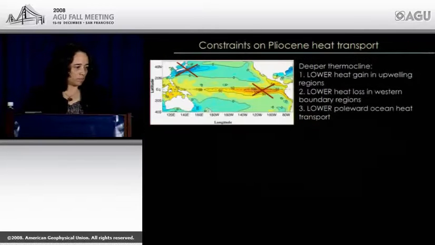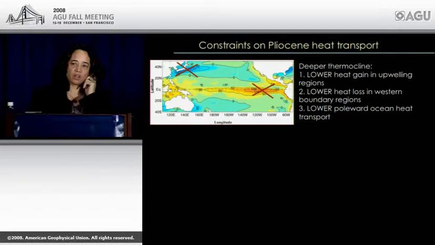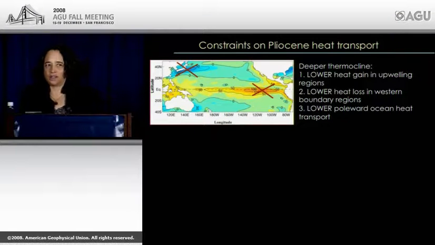So going along with that logic, what a deeper thermocline would mean, given the fact that the Pliocene didn't have much of a cold tongue, is that the tropics didn't gain as much heat in these upwelling regions because the cold tongue was much reduced. And if there's lower heat gain in upwelling regions, there must be lower heat lost in western boundary regions to balance that heat budget. And that implies that there was a lower poleward ocean heat transport in the Pliocene. So the constraint of the thermocline depth and temperature gradient combined with the heat budget argument would suggest that there was less polar heat transport.